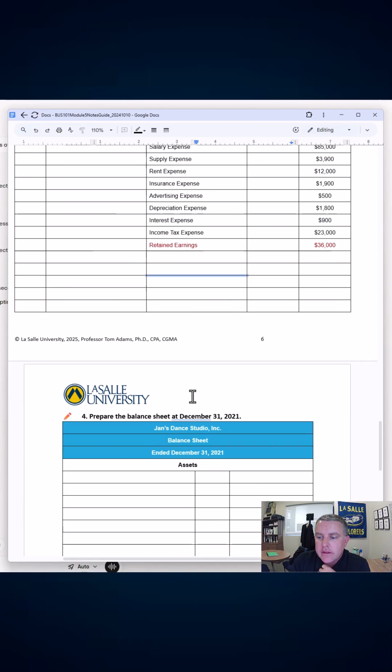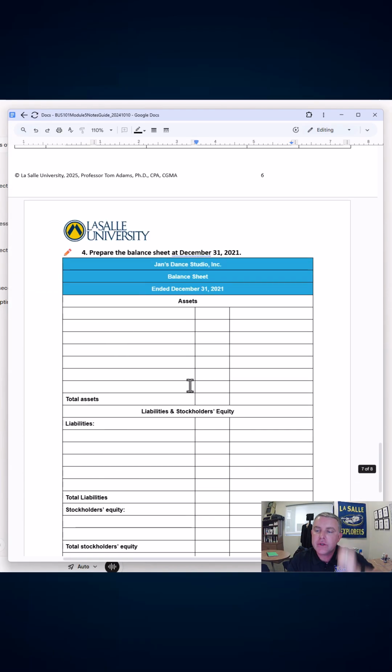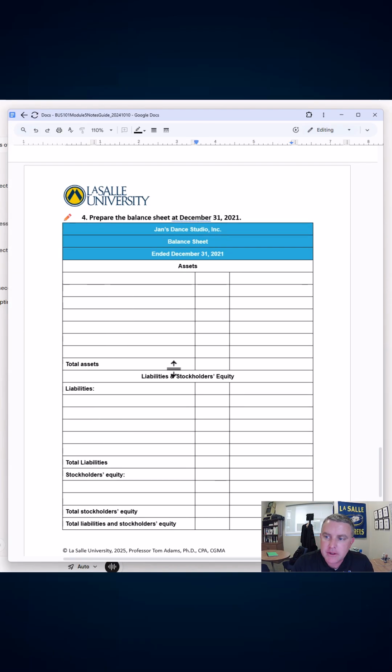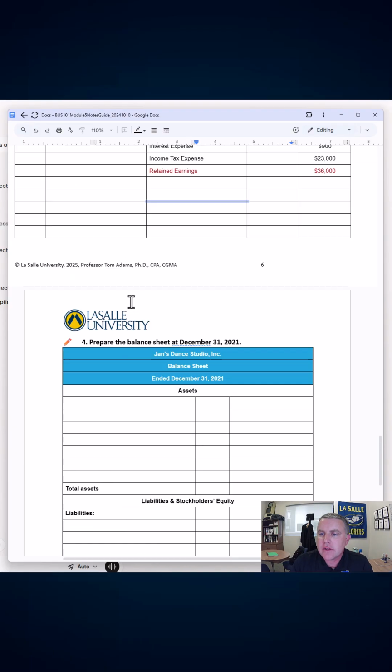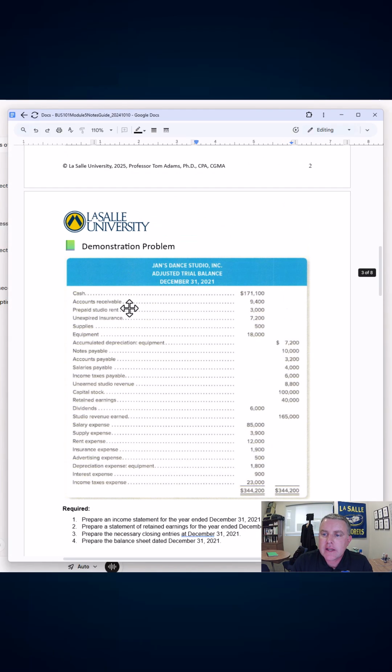All right? Last thing here is we need to prepare a balance sheet. And this again is the same process as the income statement, very easy. All that we have to do is take the accounts from the trial balance and copy them over into this format, and then we can call it a day. So let's go back up. What's our first asset account?